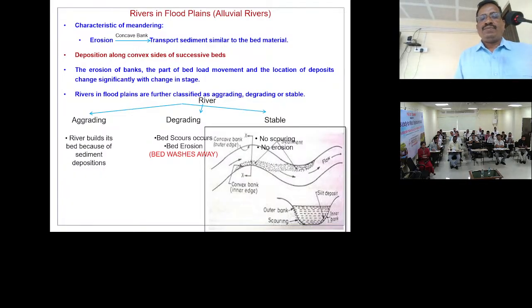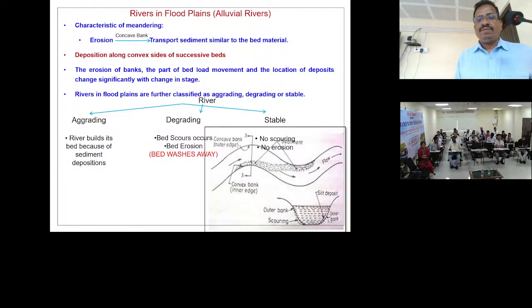Rivers in the floodplain are further classified as aggrading, degrading or stable. These are the three types of rivers in alluvial plains. Aggrading means the bed of the river is aggrading year by year. The bed levels are rising. The river builds its bed because of sediment deposition. Sediment comes from the upper reaches and is deposited in the alluvial plains, so the bed is rising. This is due to the obstruction of a hydraulic structure. Upstream of a hydraulic structure, you can find this type of river.